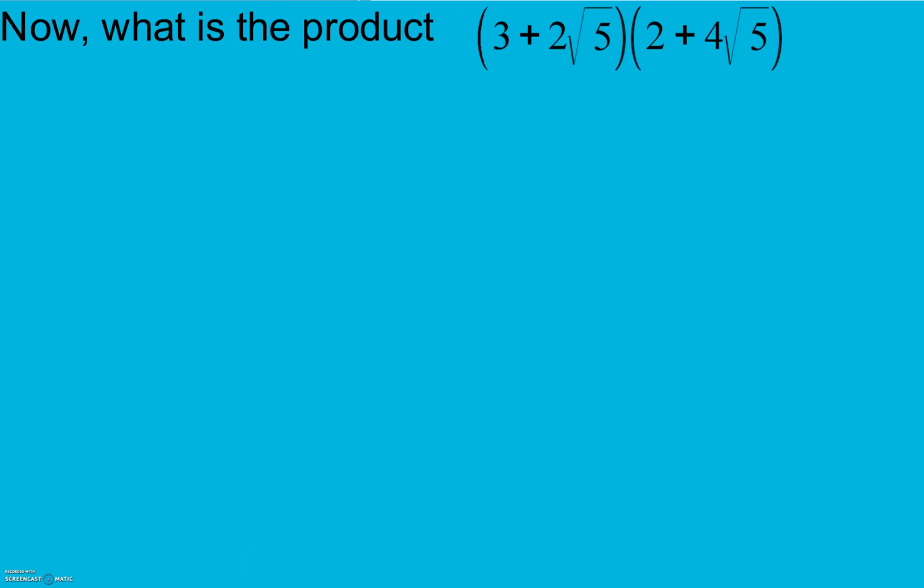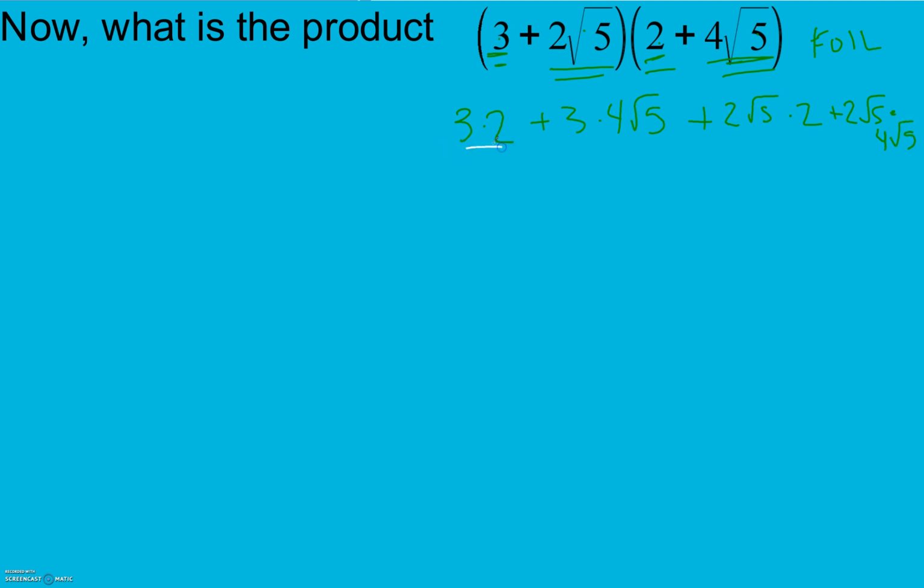Now, again, we're going to multiply here. Since we're taking a binomial times a binomial, we're going to go ahead and FOIL. It doesn't really matter what our binomials are. As long as we have a binomial times a binomial, we can use the FOIL method. So firsts, 3 times 2. Outsides, insides, and lasts. Ran out of room there, sorry.